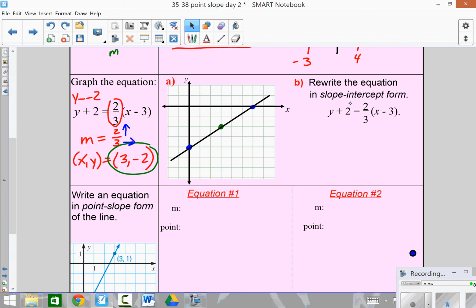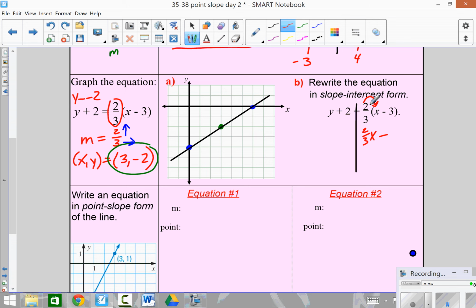Part B then says rewrite this equation in slope-intercept form so we can actually see if it matches. So let's go ahead and rewrite this. 2/3 times x is 2/3 times x minus 2/3 times 3, so I'm going to write it as 3 over 1. So 2 times 3, the two top numbers, is 6. 3 times 1, the two bottom numbers, is 3. 6 over 3, so this is going to be a 2.